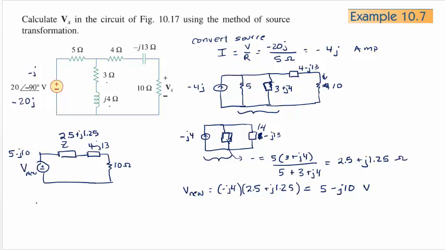So V out, or Vx, is 10 ohms divided by the total impedance, which is 2.5 plus J 1.25 plus 4 minus J 13 plus 10, times Vn, which is 5 minus J 10. So far so good. I think I come out here with the right answer.